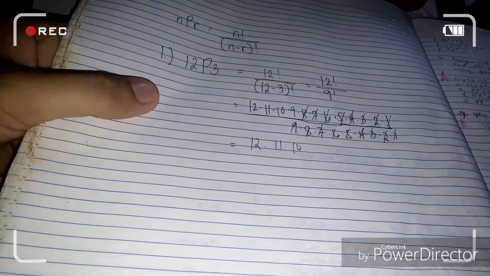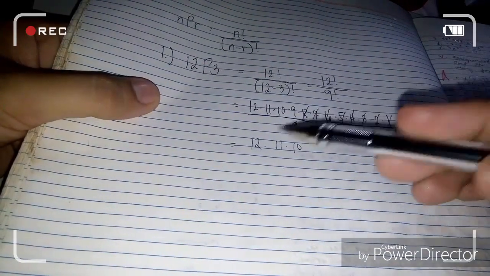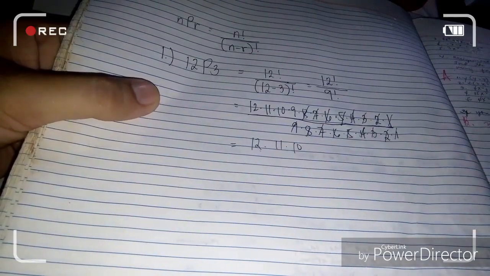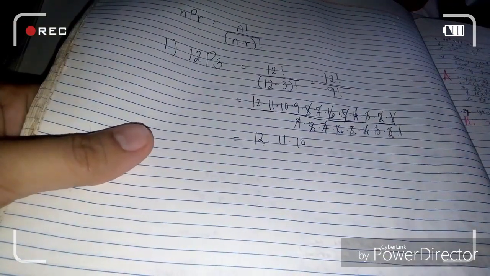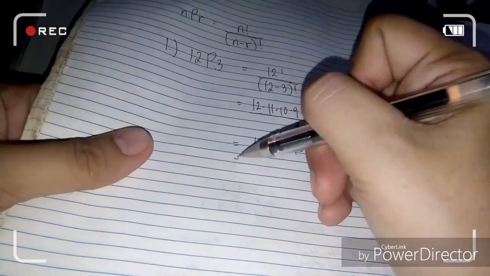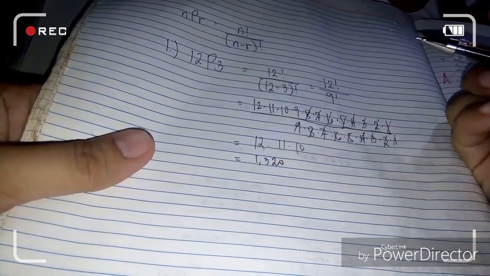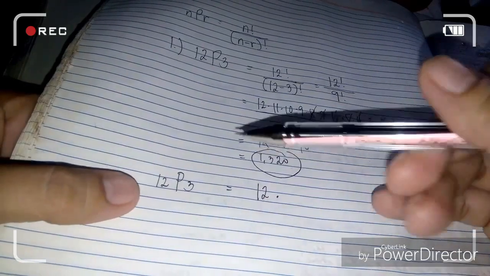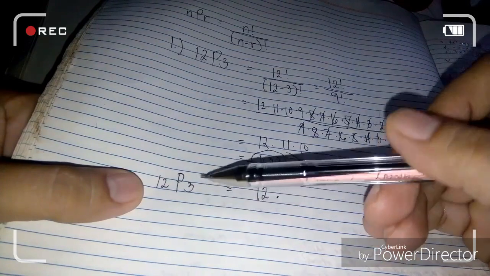So 12 times 10 is 120. 120 times 11 is, okay, the answer is 1320 ways. So let's have another solution. We have that permutation of 12 taken 3 at a time.